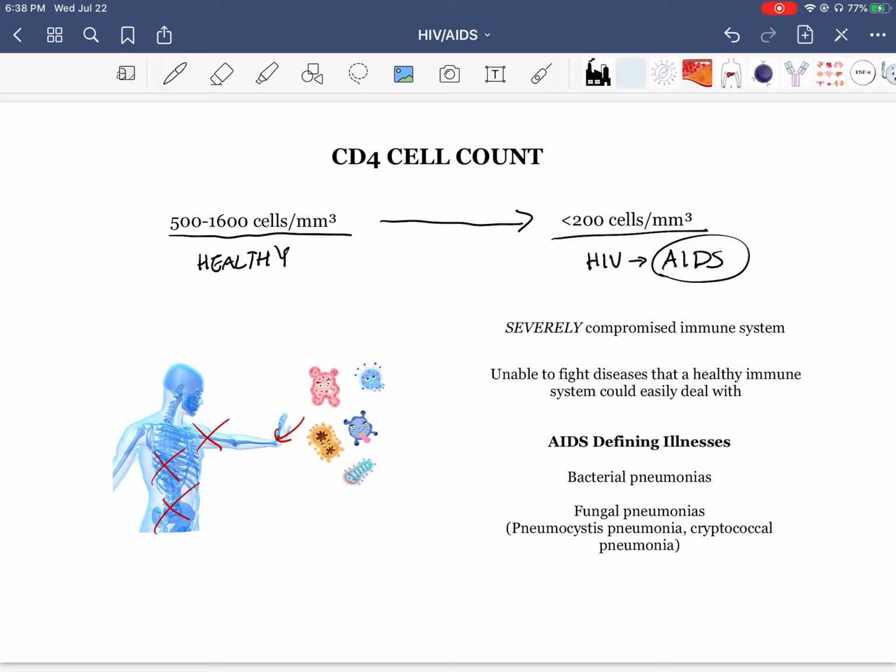Examples of AIDS-defining illnesses include bacterial pneumonias and fungal pneumonias. Bottom line, when HIV progresses to AIDS, that's bad news. With a severely damaged immune system, you're more susceptible to opportunistic infections, diseases that wouldn't usually cause illness if you had a healthy immune system.